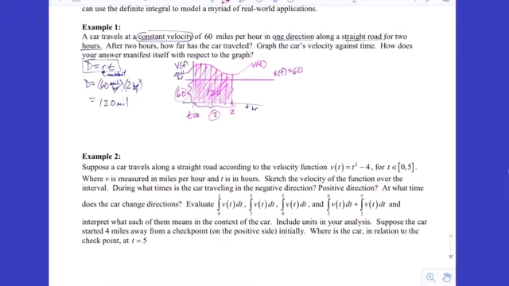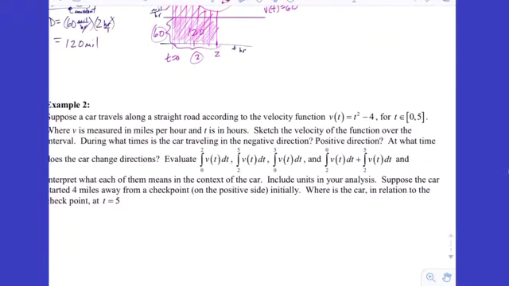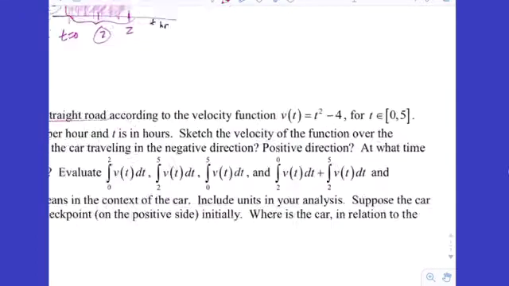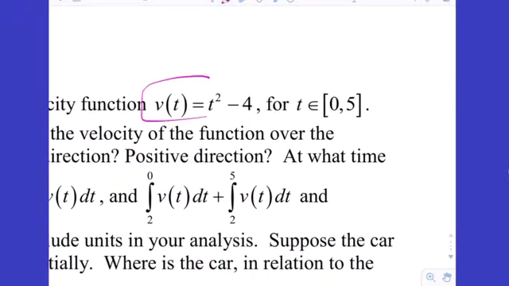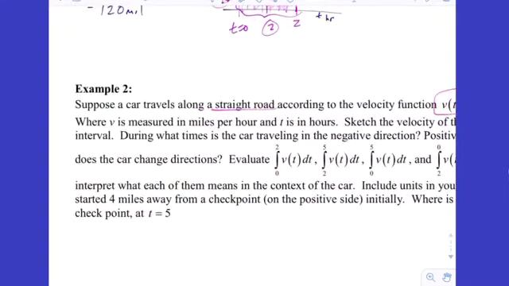So let's look at example 2. Suppose a car travels again along a straight road. We're still going to be limited to one-directional movement, either left and right or up and down, according to now this velocity equation from 0 to 5. So the velocity now varies as a function of t squared minus 4. V is still measured in miles per hour, and t is measured in hours.